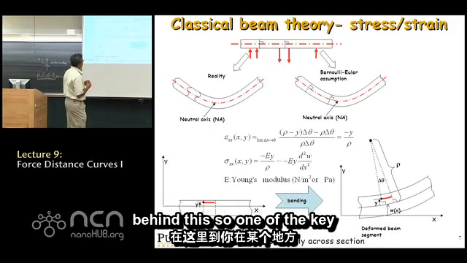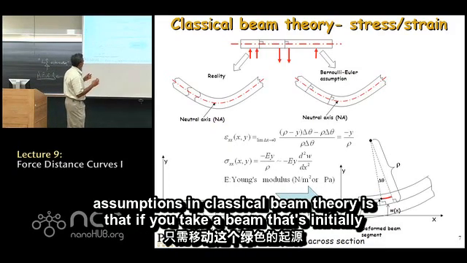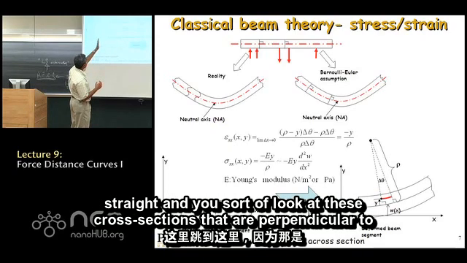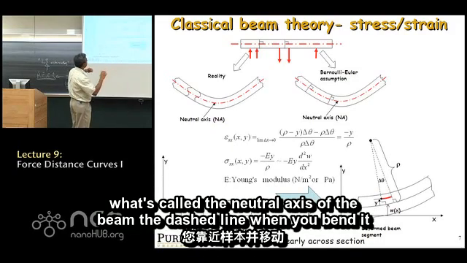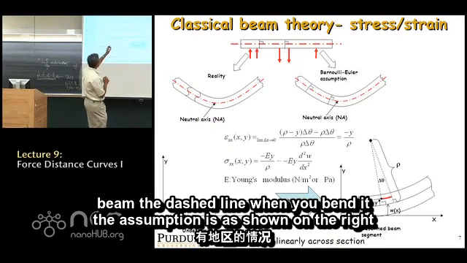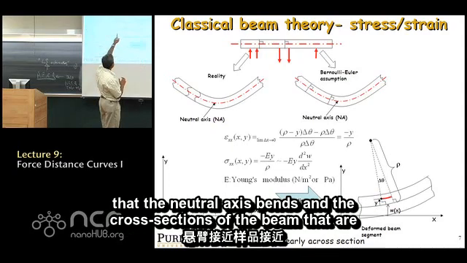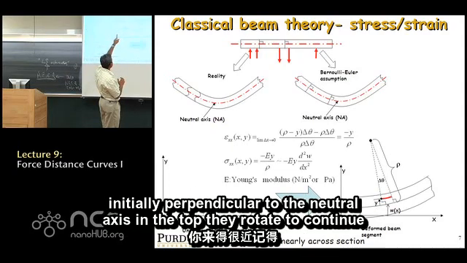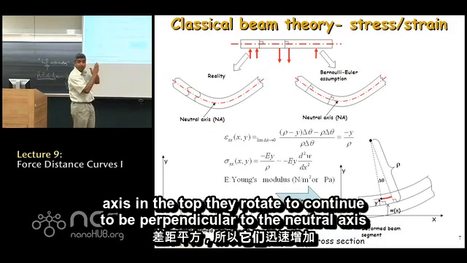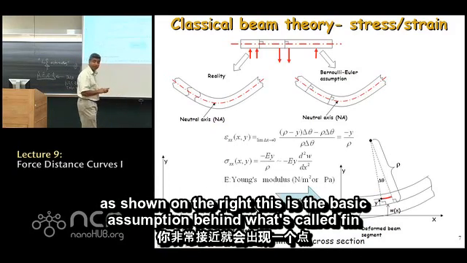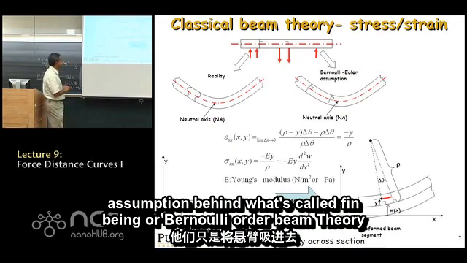So one of the key assumptions in classical beam theory is that if you take a beam that's initially straight and you look at these cross sections that are perpendicular to what's called the neutral axis of the beam, the dashed line, when you bend it, the assumption is, as shown on the right, that the neutral axis bends, and the cross sections of the beam that are initially perpendicular to the neutral axis rotate to continue to be perpendicular to the neutral axis, as shown on the right. This is the basic assumption behind what's called thin beam or Bernoulli-Euler beam theory.